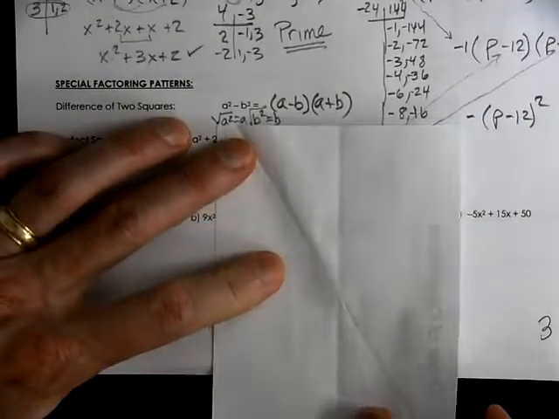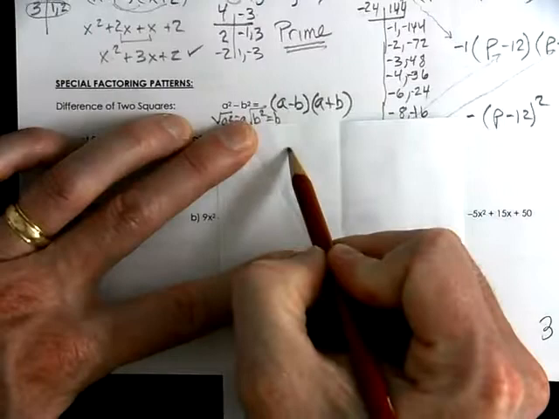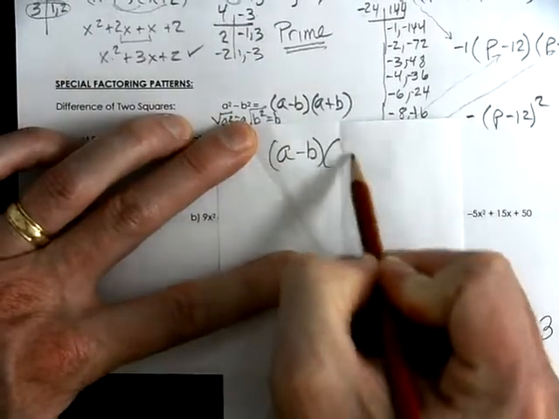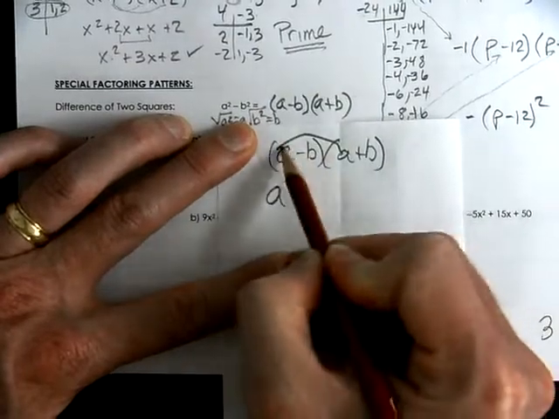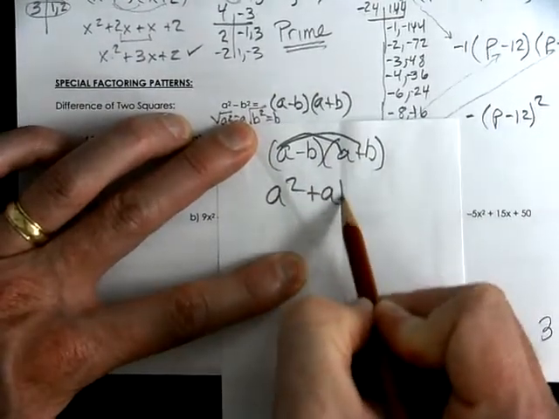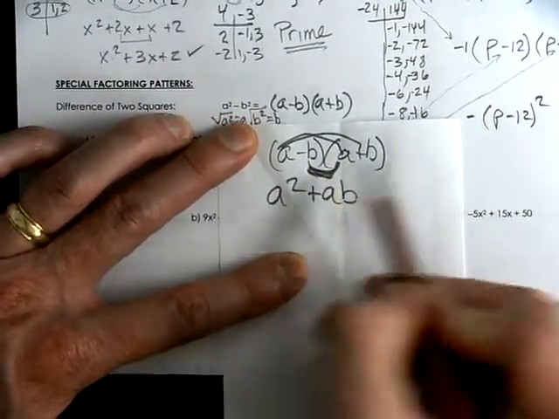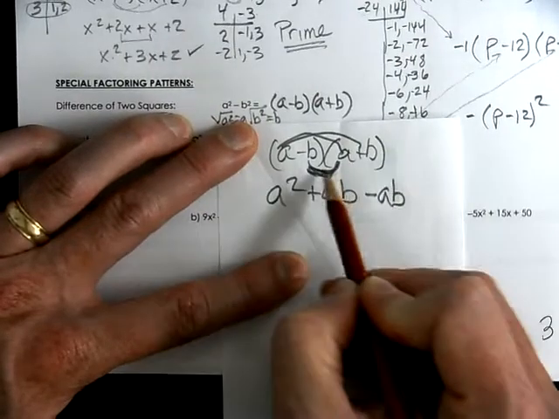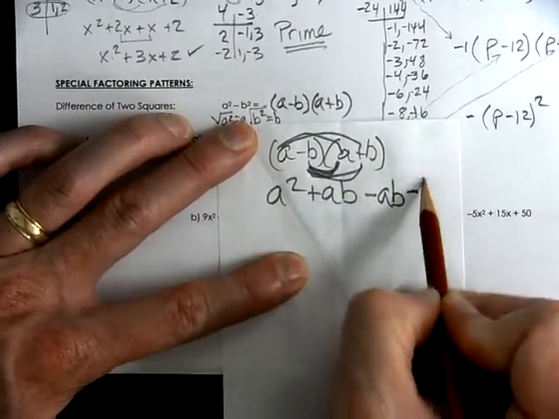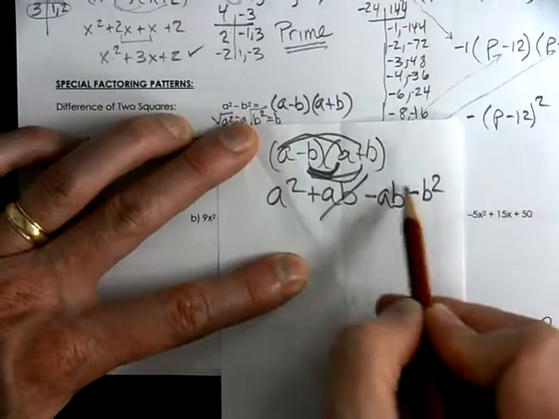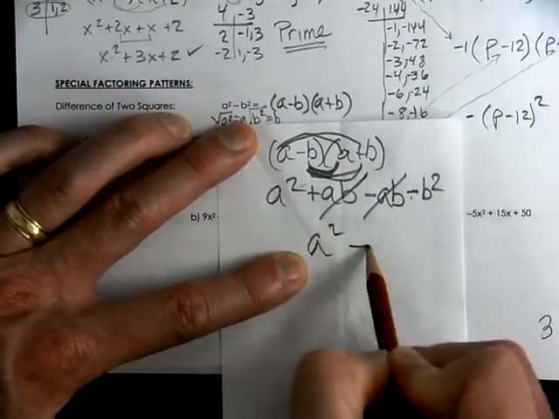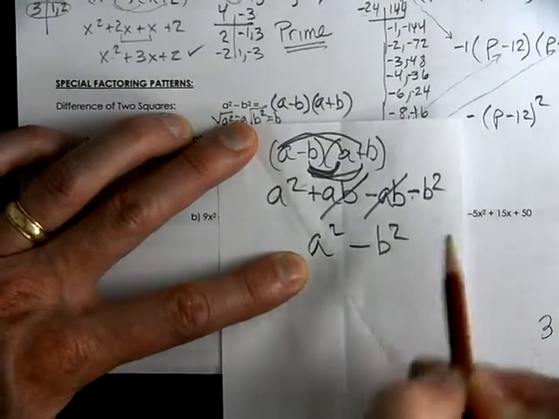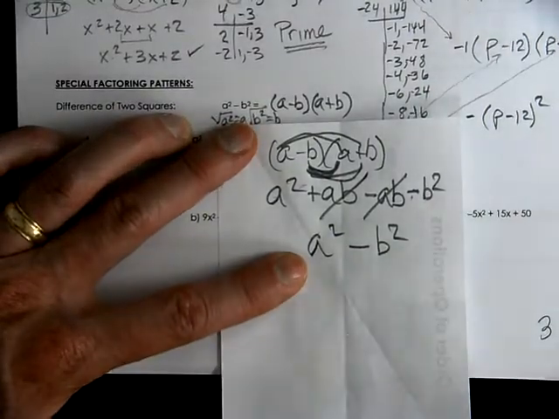then you can write it as a minus b, a plus b. When you try to test that, a minus b, a plus b, when you multiply that together, you get a positive ab, you get a negative ab, and you get a negative b squared. These two terms cross off, and you're left with a squared minus b squared. That's what we started with.